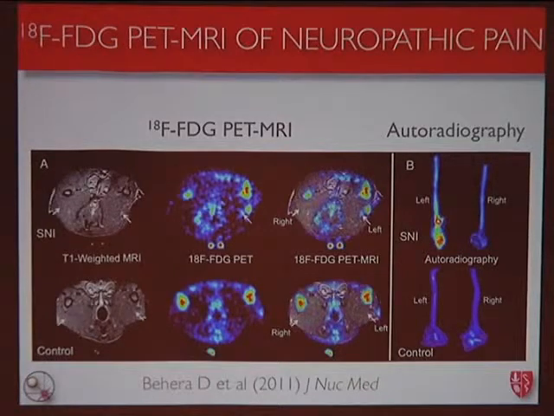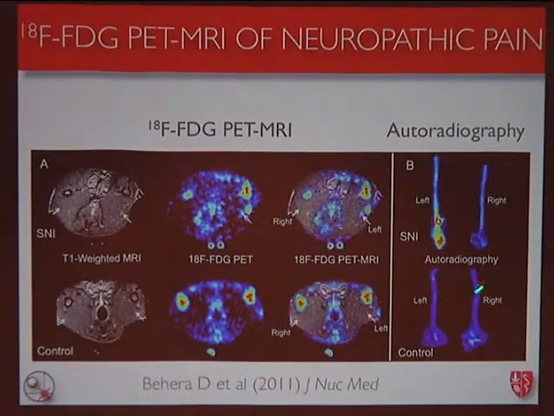If we extend this to the animal model and look at our spared nerve injury, here's an axial MR image through the thigh, FDG PET image, and then our fused image. We actually see increased uptake in that neuroma, which is not too surprising. We also see uptake in the wound that's quite nearby. If we do a sham operation, we don't see any uptake in that normal left sciatic nerve.